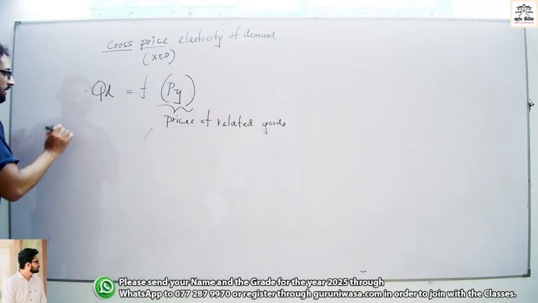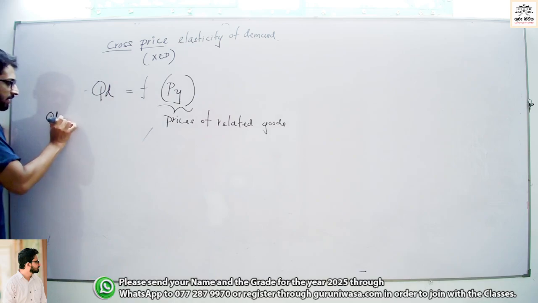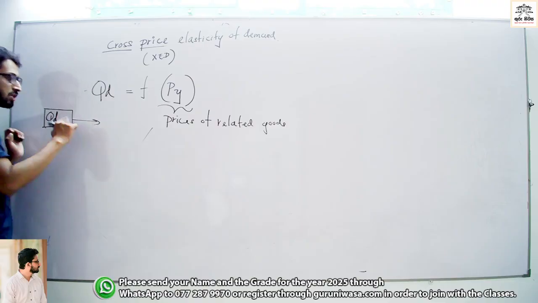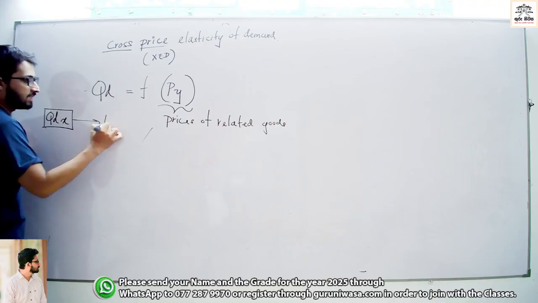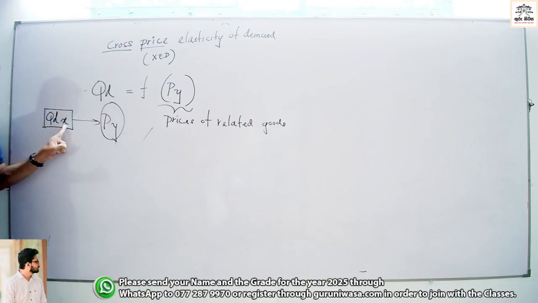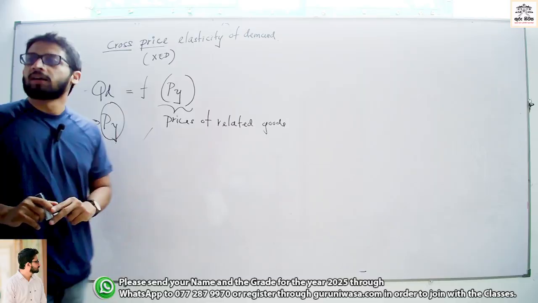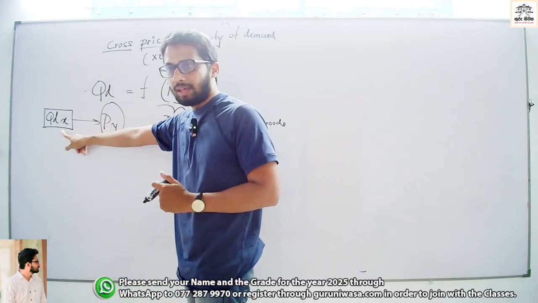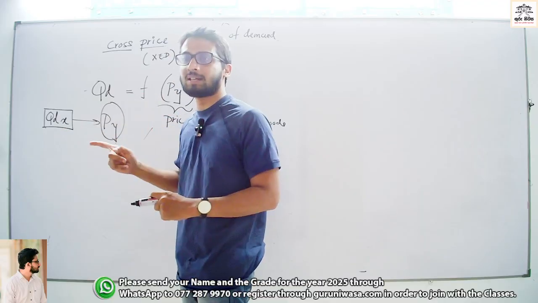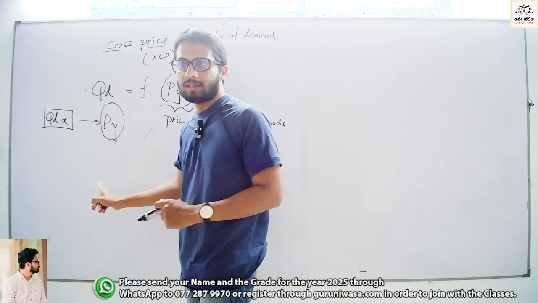Here, assume the quantity demanded is of product X. But the price is not the price of product X. It's the price of product Y. Did you get the point? Quantity demanded is of product X, product X demand. Here the price is of product Y. So between two products, we are talking about the quantity demanded of product X and the price of another product. So this is called cross price elasticity of demand between two products. Did you get the point?